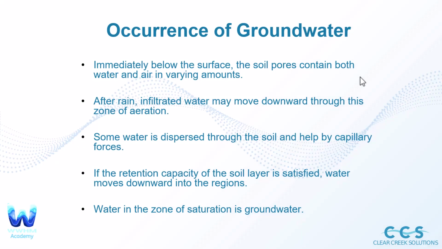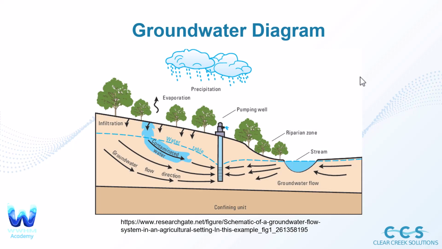So the occurrence of groundwater: immediately below the surface, the soil pores contain both water and air in varying amounts, and after rain, infiltrated water may move downward through this zone of aeration. Some water is dispersed through the soil and held by capillary forces, and if the retention capacity of the soil layer is satisfied, water moves downward into the regions, and the water in the zone of saturation is known as groundwater.